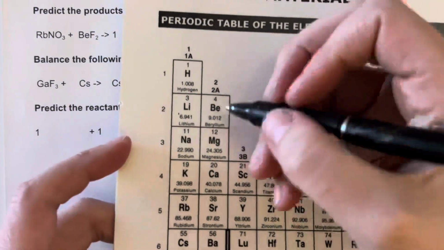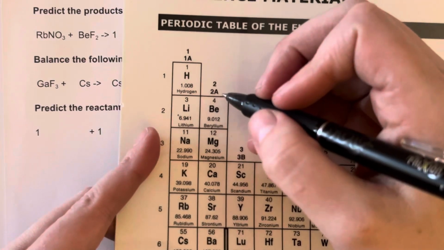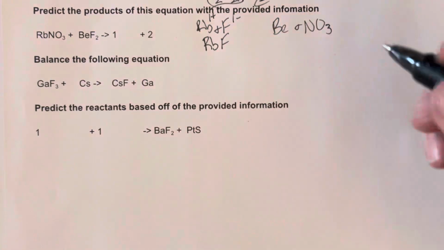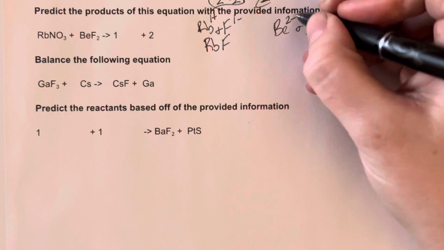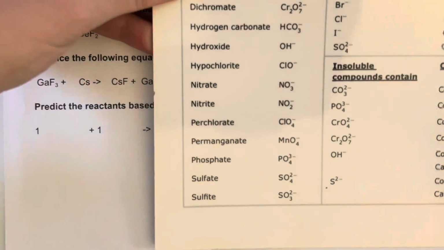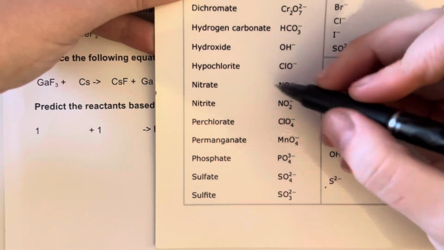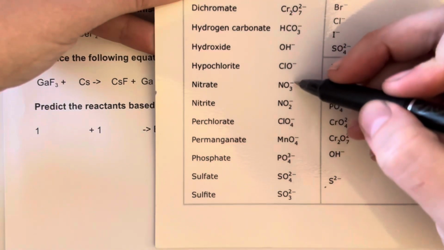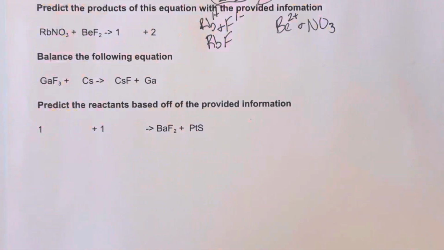Beryllium is in column 2, meaning that it has 2 valence electrons, so it's going to have a charge of positive 2. And then nitrate is a polyatomic ion. So that means that it has a defined charge. So I would look on the inside of my periodic table. I'm going to see that nitrate has a defined charge of -1.